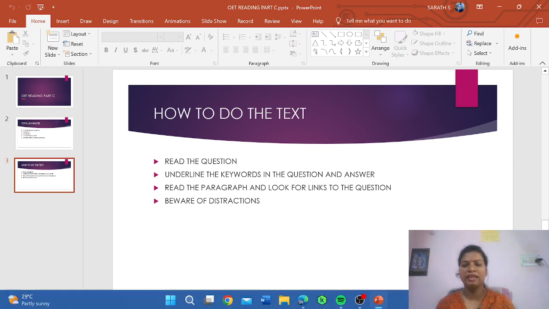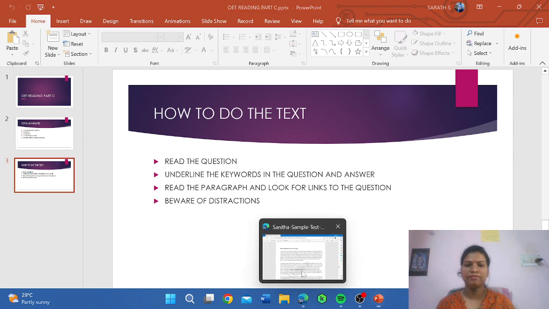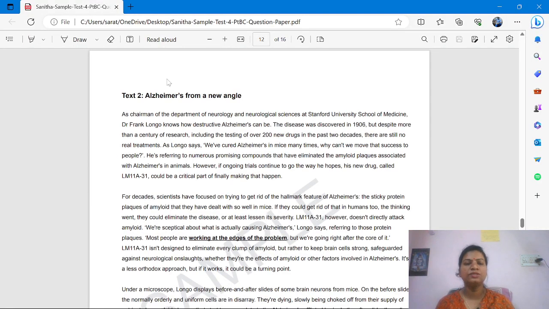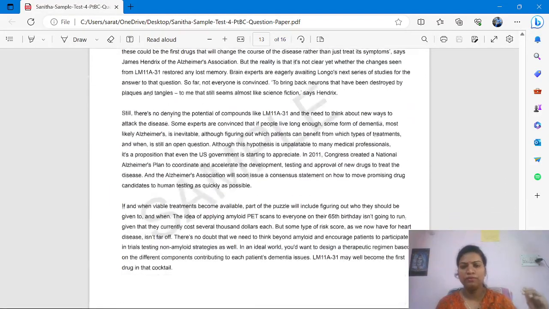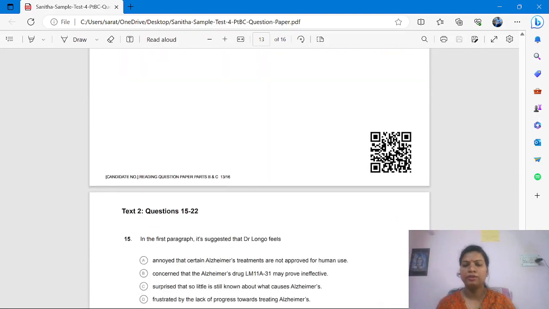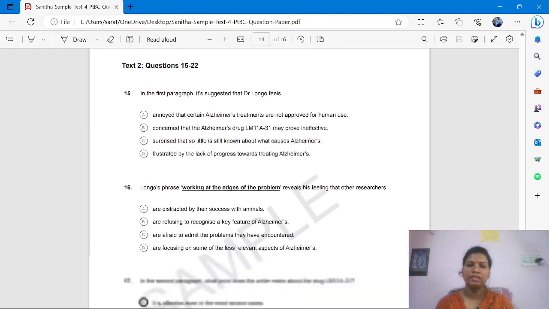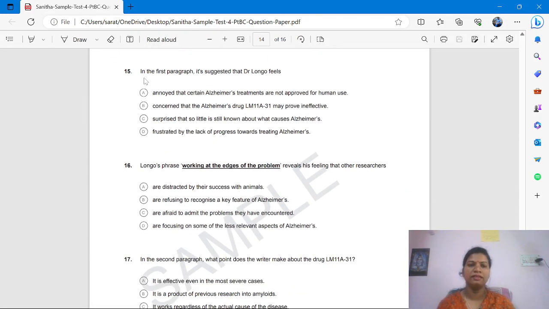So let's begin the first question. When you get the question booklet, first just read the title. The second text is about Alzheimer's from a new angle. Then we come to the first question, that is question 15. We are going to find the answer in the first paragraph of this article.